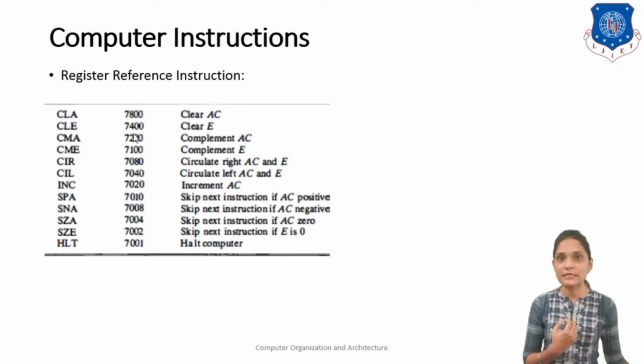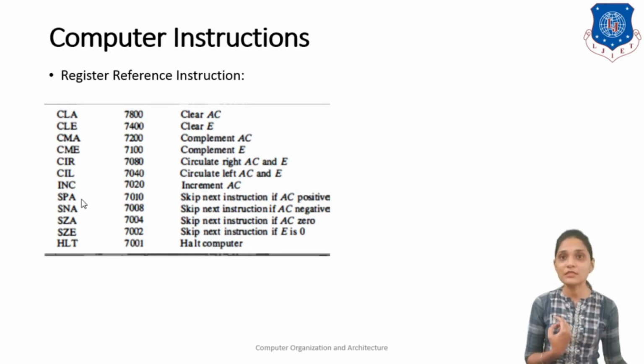Next instruction is CLE. This instruction is used for clearing the content of the E flag. Okay, then you can use the CMA instruction to complement the content of the accumulator. Then you can use the CME instruction to complement the content of the E flag. Okay, then to circularly shift the content of the accumulator through the E flag, you can use CIR for circular right shifting and CIL for circular left shifting. Then you can use the INC instruction to increment the content of the accumulator by 1.